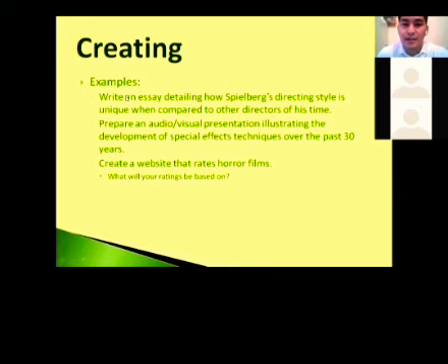Here we should create, for example, write an essay detailing how Spielberg's directing style is unique when compared to other directors of his time. Prepare an audiovisual presentation illustrating the development of special effects techniques over the past 30 years. Create a website that rates horror films. What will your ratings be based on? So on this stage, we can't just do this step immediately without preparing.